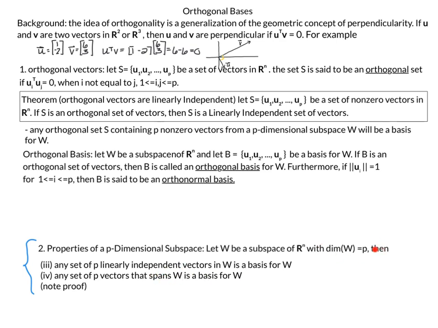So once you know the dimension of W is P, you need P vectors to be a basis. If you have P linearly independent vectors, then it's a basis. Or if you have P vectors that span W, then it's a basis. So that's what we're using here. If the dimension of W is P, then P linearly independent vectors is a basis for W. And here we have P orthogonal vectors, but our theorem says those orthogonal vectors are linearly independent, and therefore they will be a basis.